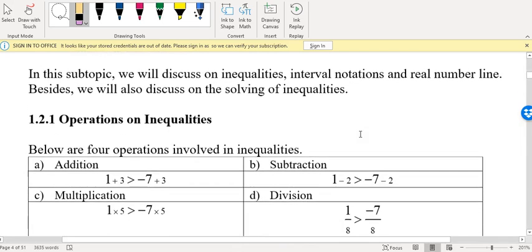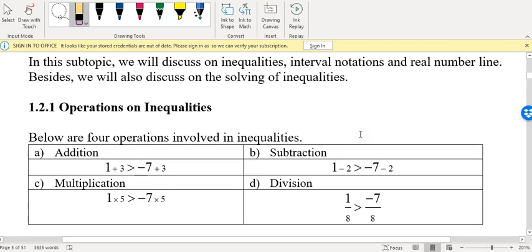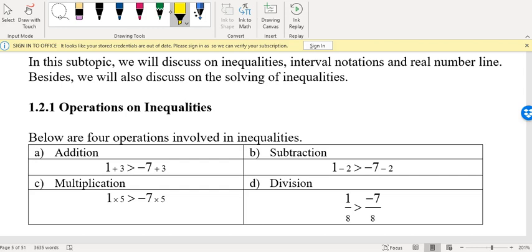Now let's go for the operations on inequalities. There are four operations involved. The first one will be addition. If you want to add 3 on the left, you apply the same thing to the right hand side, and we call this the balance method.